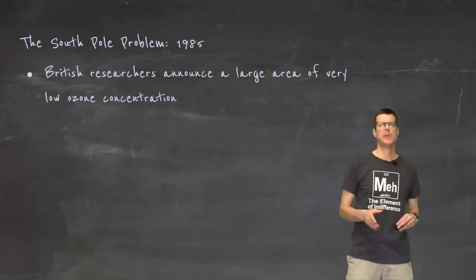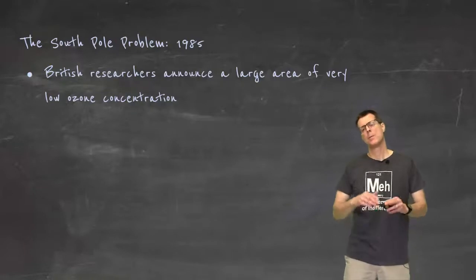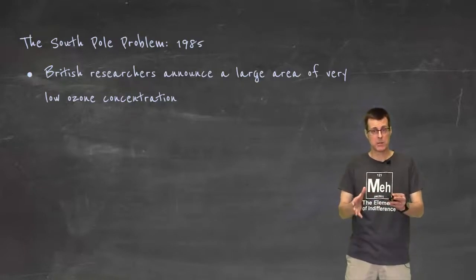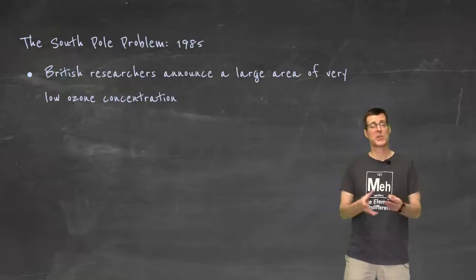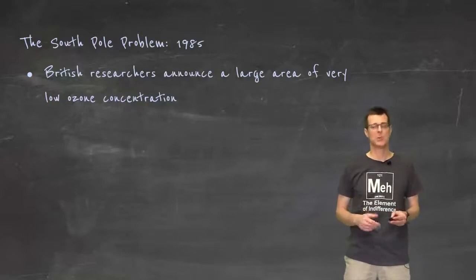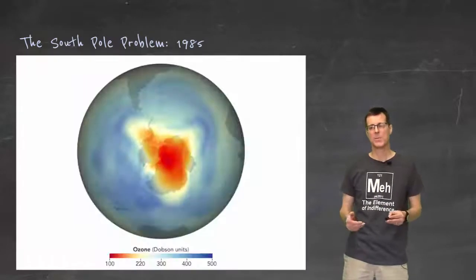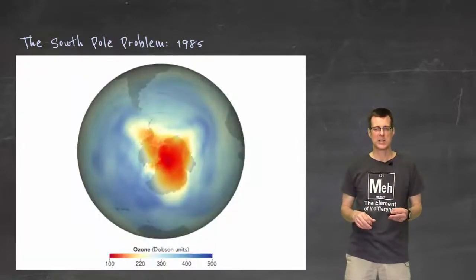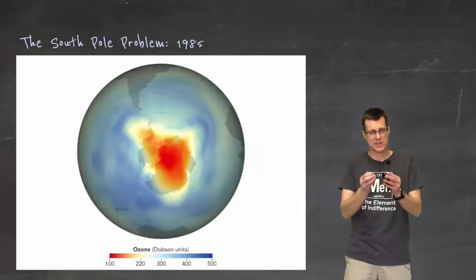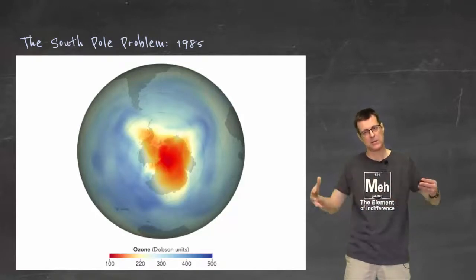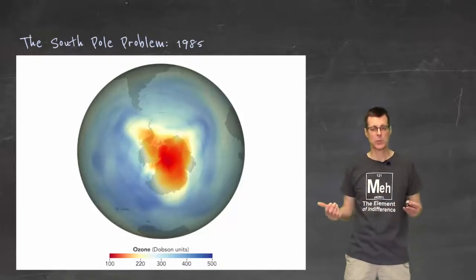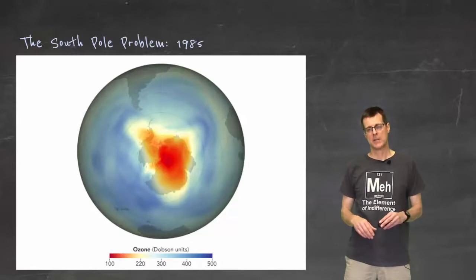Okay, 1985, so 10 years later, British researchers found what they called an ozone hole. So not just an ozone thinning, but an ozone hole. Very low ozone concentration over the South Pole. And that's a picture of it in 1985, where the more red it is, the less ozone there is. And then it goes out to be, well, I don't know about normal, but it looks like that.